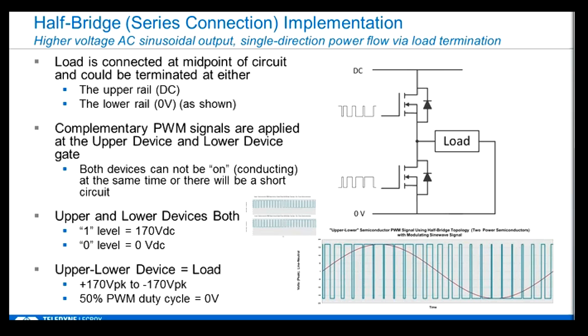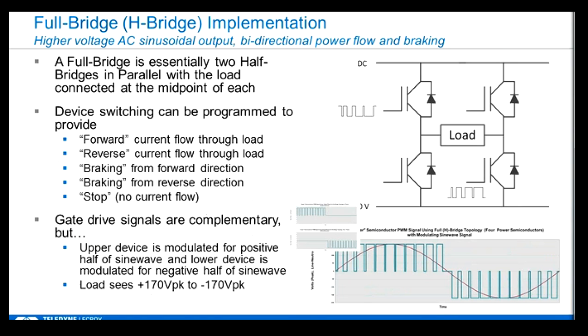It's the summation of these two outputs. This is the one output going high. This is the second output, also high. And when you sum them together, now you get the 0 volt is really a 50% pulse width. And then a highest positive voltage would be close to 100% pulse width. And highest negative would be close to 0% pulse width. So this is how the circuit operates.